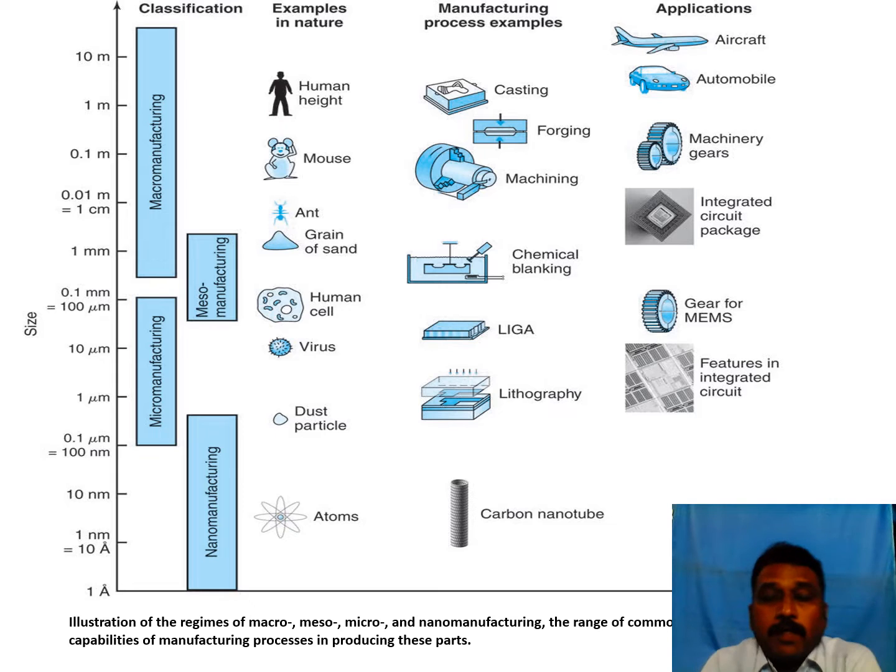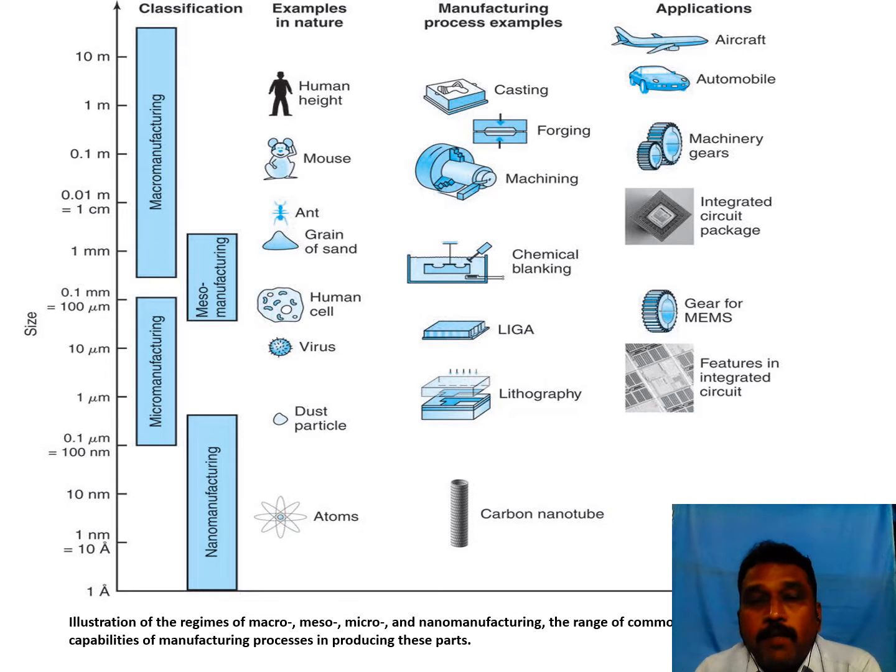And then the dust particle. A product whose size is equivalent to a dust particle can be made by means of nano manufacturing, and then you can make objects with the size of atoms. So that's the example given here.